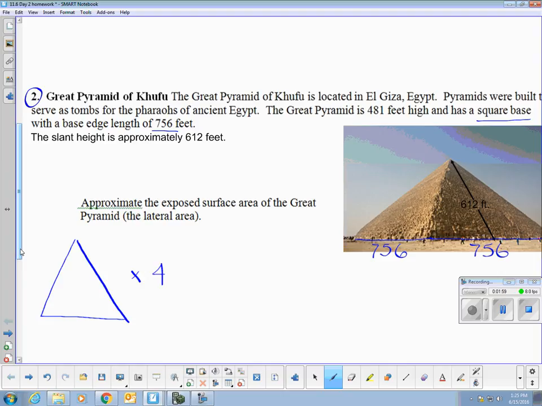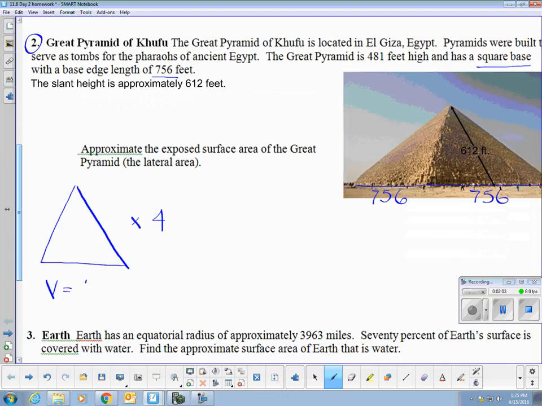So to do this, I'm going to use the formula for a triangle: 1/2 the base times the height. All right, so we need the base, and the base of the square pyramid is 756. And then you'll notice that there is a dotted line that comes down the side here, and that slant height is 612 feet. And so, to find the area of this triangle, I'm going to multiply 1/2 times the base of the triangle, 756, and the height of the triangle, 612. And then when I get that answer, I'm going to multiply that by 4.